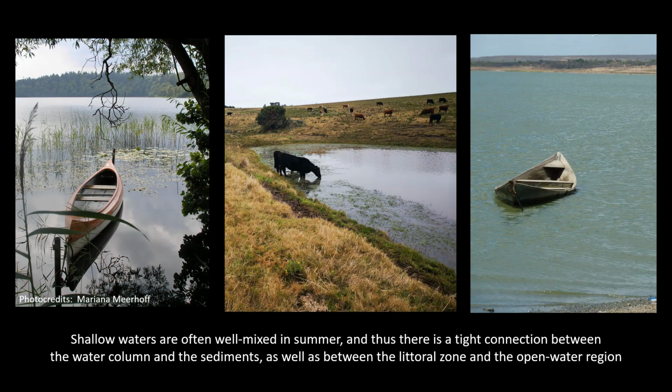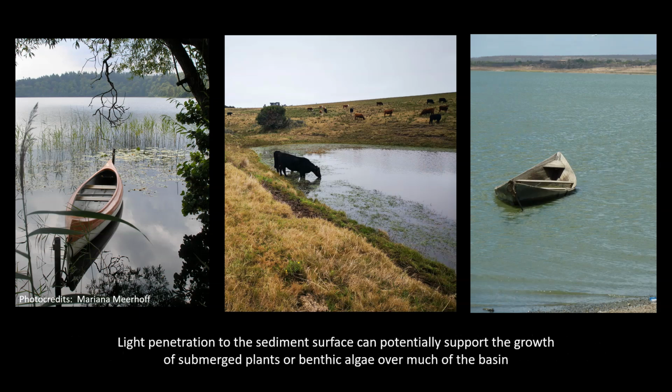Shallow waters are often well mixed in summer, and thus there is a tight connection between the water column and the sediments, as well as between the littoral zone and the open water region. Light penetration to the sediment's surface can potentially support the growth of submerged plants or benthic algae over much of the basin.